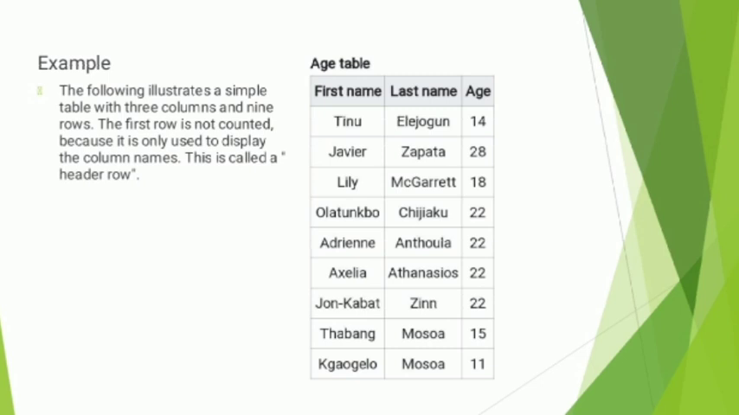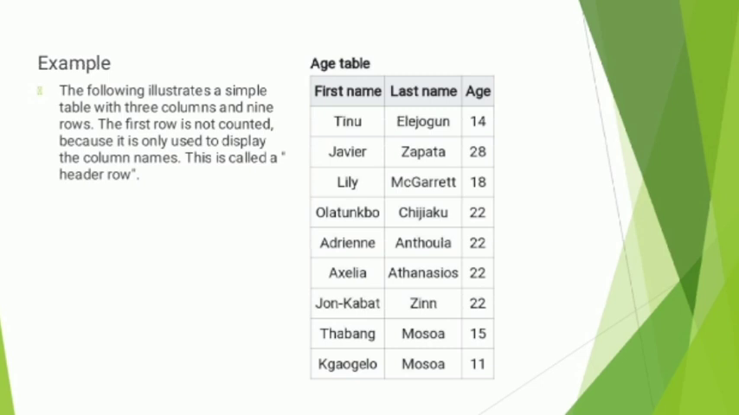Age table: first name Tinu, last name Elojogun, age 14. First name Jafir, last name Zapata, age 28. First name Lily, last name Garrett, age 18. First name Olatunbo, last name Chijiaku, age 22. First name Adrian, last name Antula, age 22.